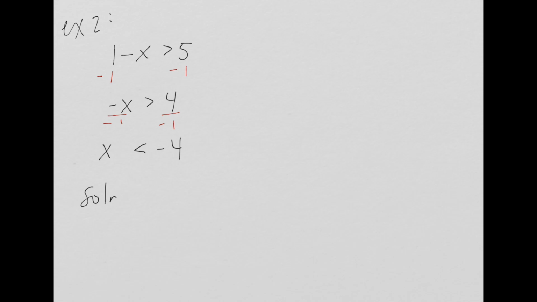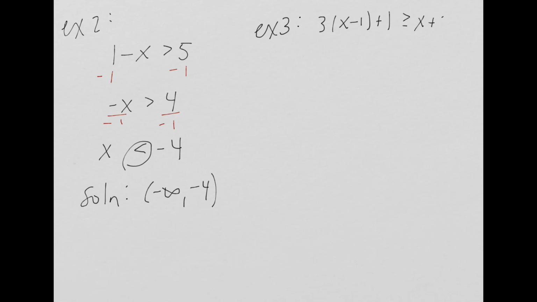So what's my solution? I'm just going to write it as an interval. It will be negative infinity to negative 4, not including negative 4 because there was no less than or equal to, just less than. Example 3. Let's look at 3 times x minus 1 plus 1 is greater than or equal to x plus 2.